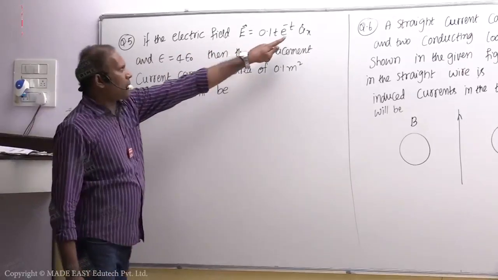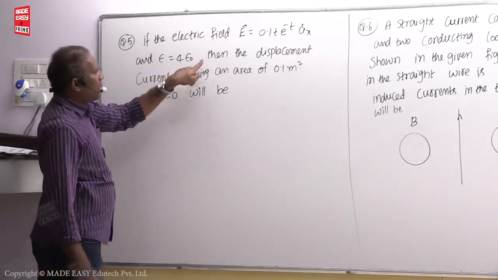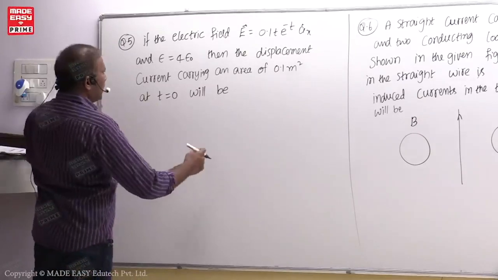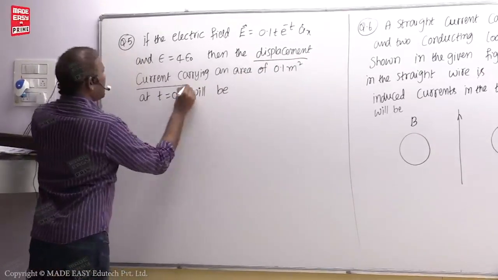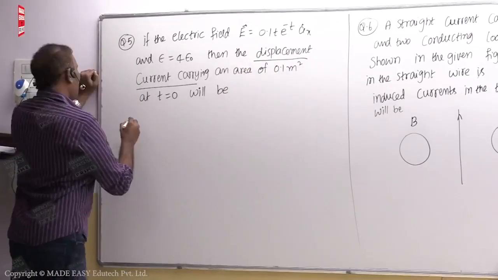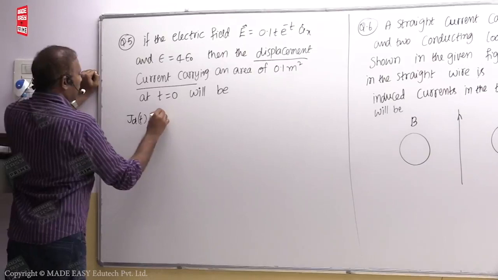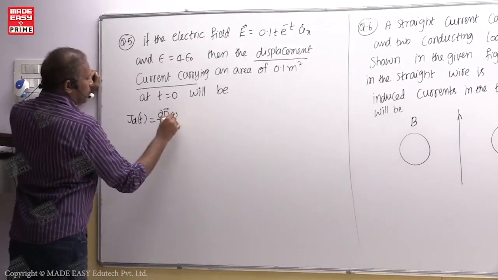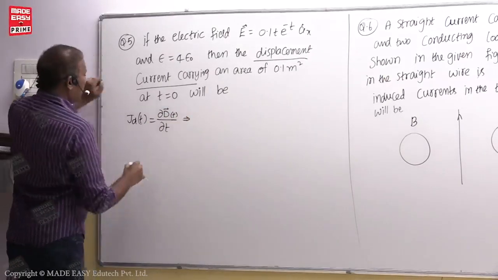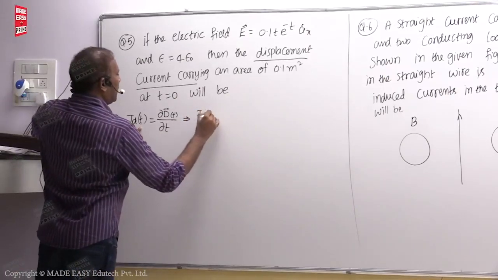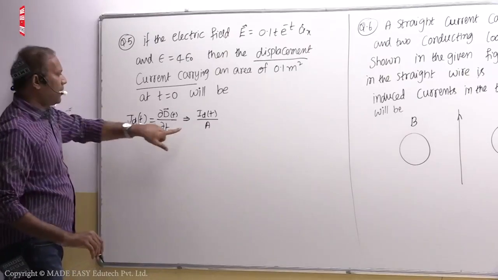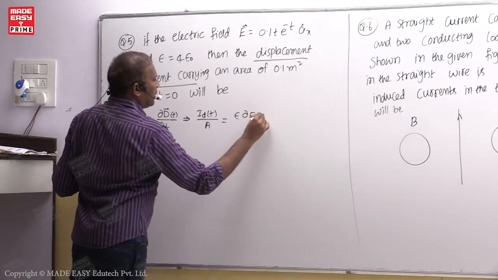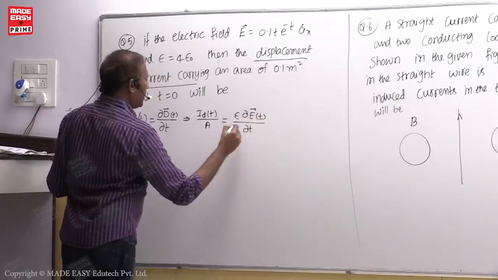If the electric field is a function of time, and epsilon is equal to 4 epsilon naught, then the displacement current carrying an area of 0.1 meter square at t equal to 0 will be. I was telling you, whenever displacement current is required and the electric field is a function of time, we have to use this equation: JD of t is equal to dou D bar divided by dou t. Here dou by dou t means it should be a function of time. So D bar is a function of time. Now this JD of t is equal to ID of t divided by area, and D is equal to epsilon E. So epsilon into dou E bar of t divided by dou t.